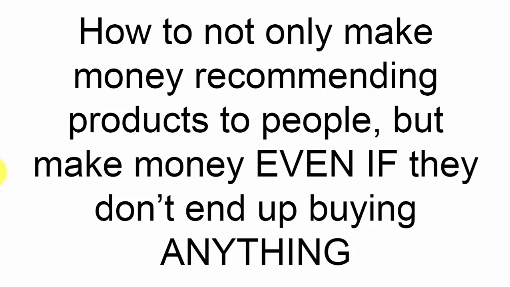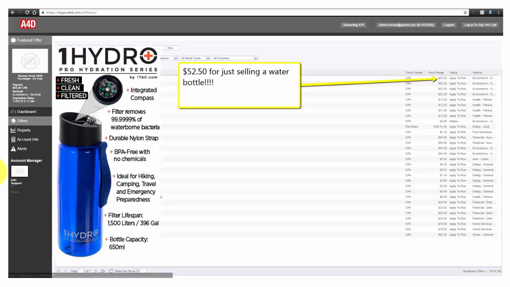And this is called CPA marketing, cost per action marketing. And this is a little known secret. Now, here is an example of, this is a water bottle, and you can get paid $52.50 just for selling a $5 water bottle. Think about that. Just for recommending somebody to get a $5 water bottle, you can get paid $52.50.